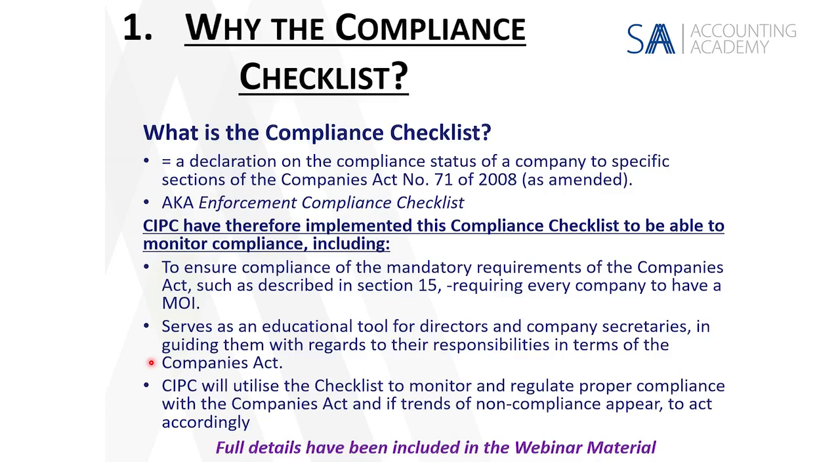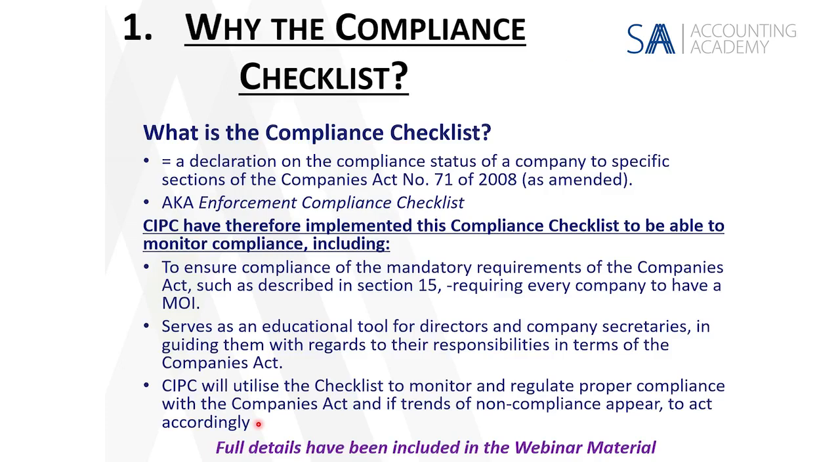But what will CIPC do with this? They will use this checklist to regulate proper compliance with the Companies Act, and if there are trends of non-compliance, they will act accordingly. If everybody does not comply with a section, the problem might be that the legislation is not sufficient, or too prescriptive, or too restrictive. So they will need to take corrective action, whatever that may be. It might just be that companies and directors don't know what they must comply with, and that's why they don't comply.